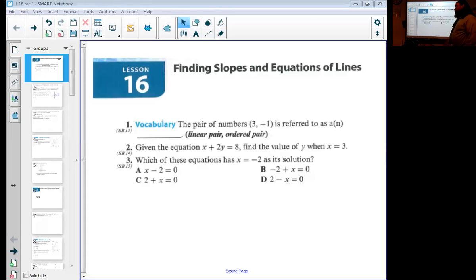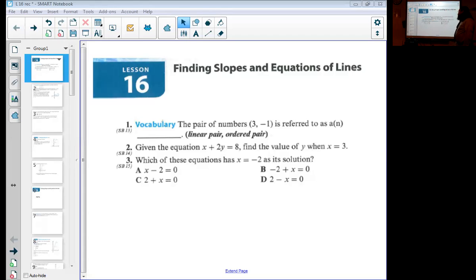So we are starting today by talking about lesson 16, finding slopes and equations of lines. We're going to start off with the warm-up to ignite previous knowledge. So here we have the vocabulary point.